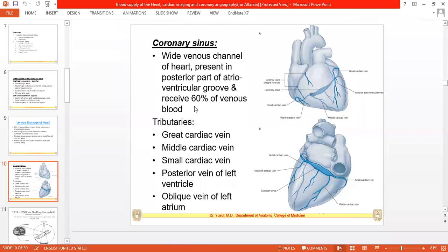So what are the veins which are draining into this? These are called tributaries. Arteries have branches, but veins have tributaries. So what are the tributaries which drain into this coronary sinus?